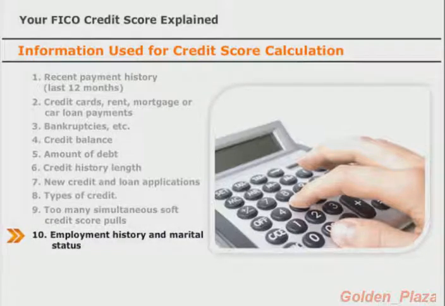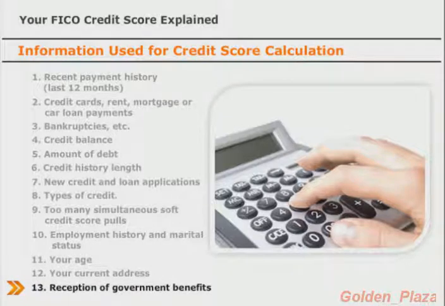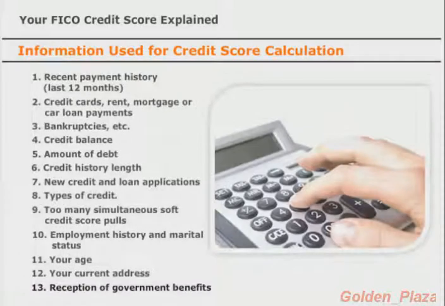Employment history and marital status. The more stable you are, the higher your score. Your age. The older you are, the higher your score. Your current address. Your score can be affected by where you live. And finally, if you are on a social benefit program or receiving government benefits because of poverty, this can negatively affect your score as well.